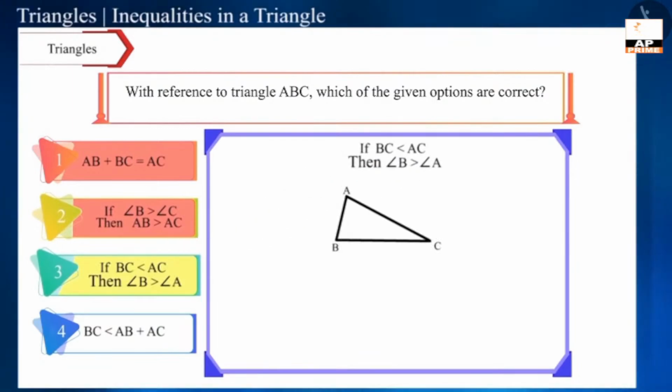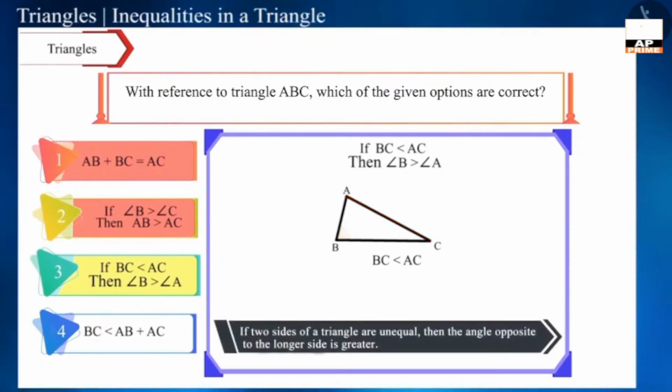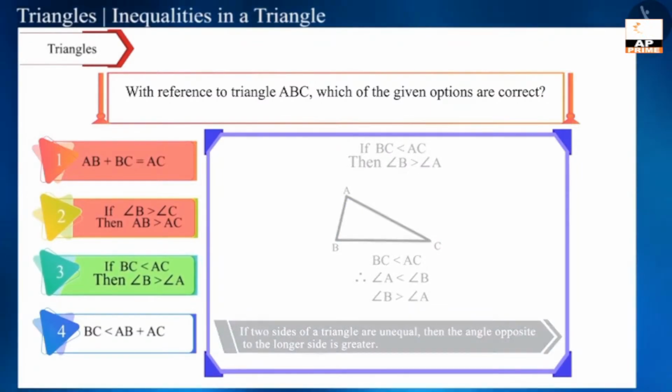Now let's move to the next option. Here, side BC is smaller than side AC. That is, the angle opposite to side BC will be smaller than the angle opposite to the side AC. Which means angle A will be smaller than angle B. Or in other words, angle B will be greater than angle A. Therefore, this option is correct.